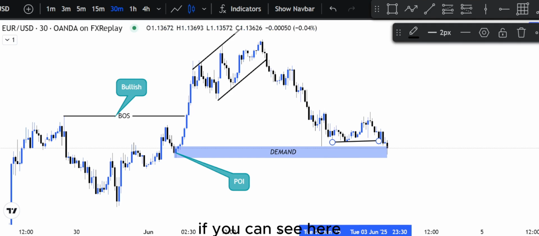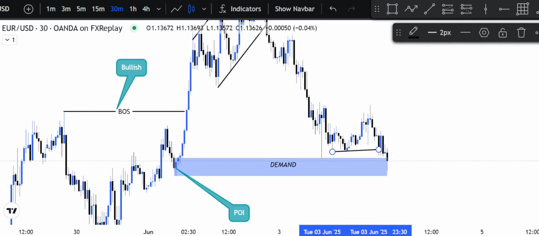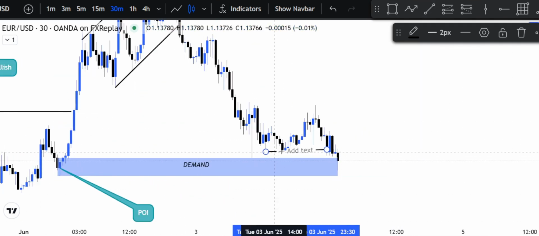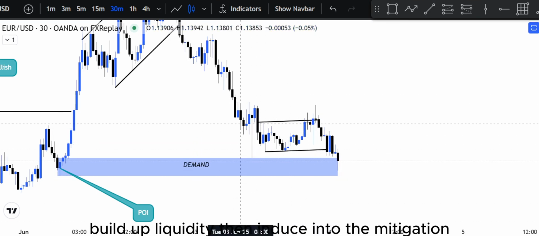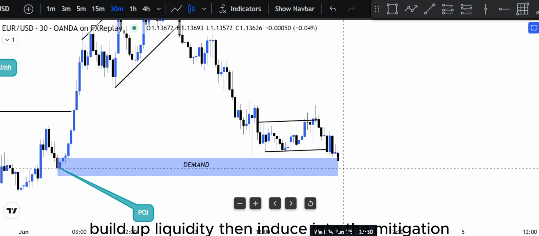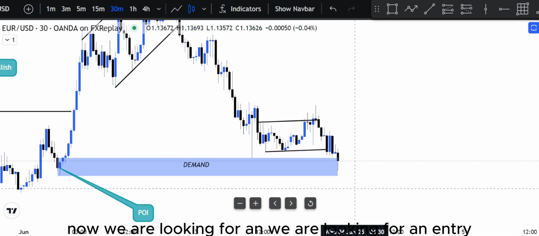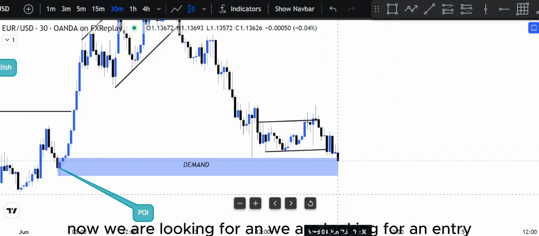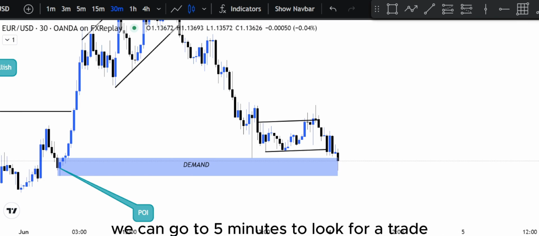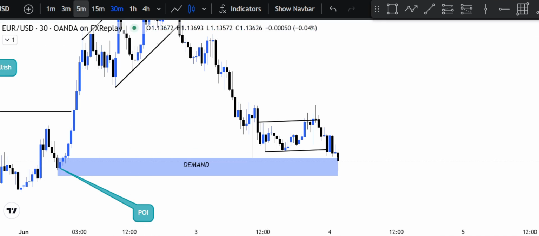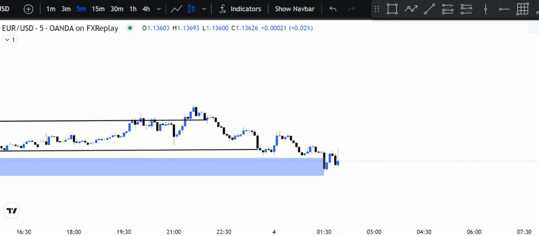If you can see here, price made sideways build up liquidity, then induce into the mitigation. Now we are looking for an entry. After all three steps are fulfilled, we can go to 5 minutes to look for a trade. Let's see now.